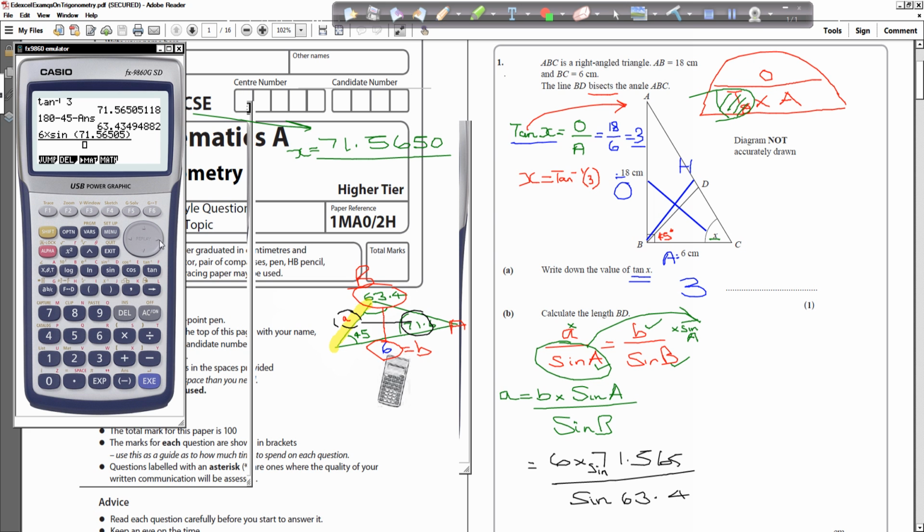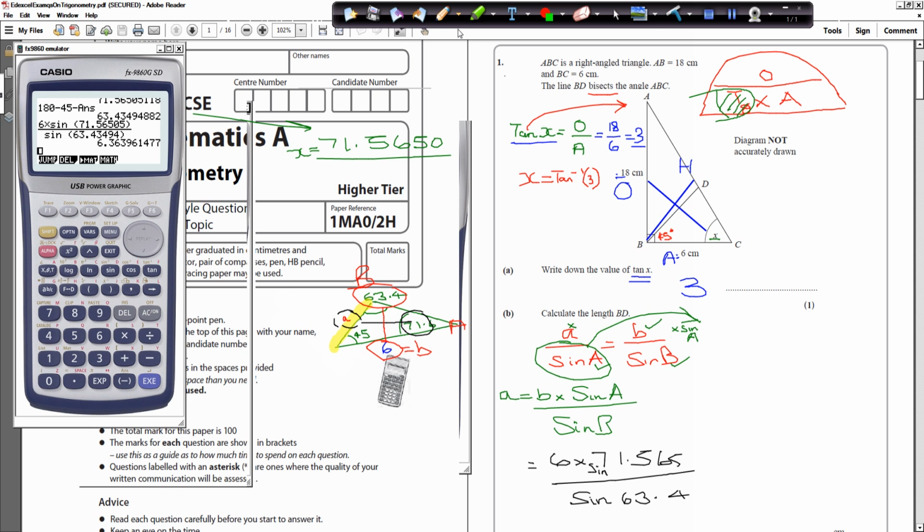Bring the cursor down. And then we'll do sine of 63.4. Sine of 63.43494, just copying from above. Close the bracket, equals. So the little a we get is 6.36396, and we need to give it to 2 decimal places.